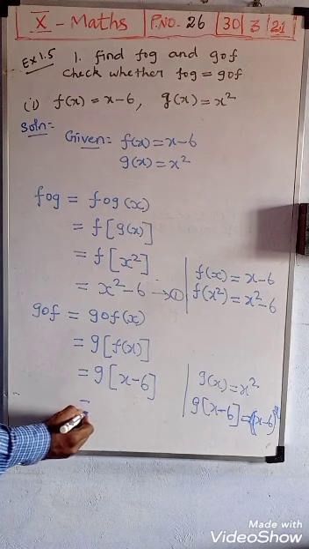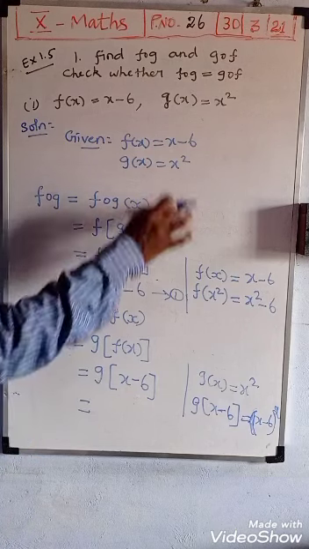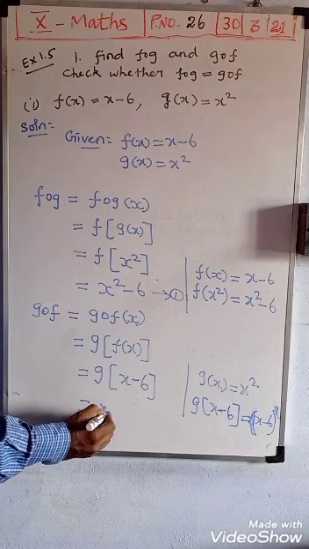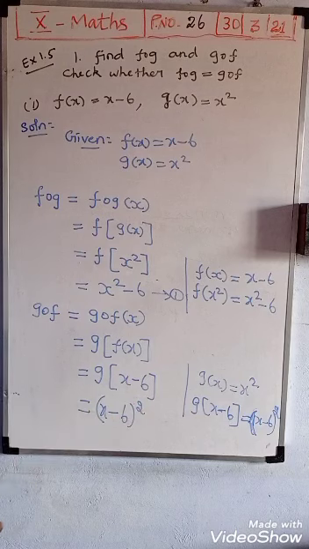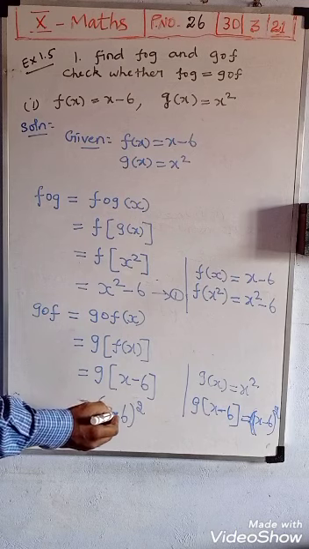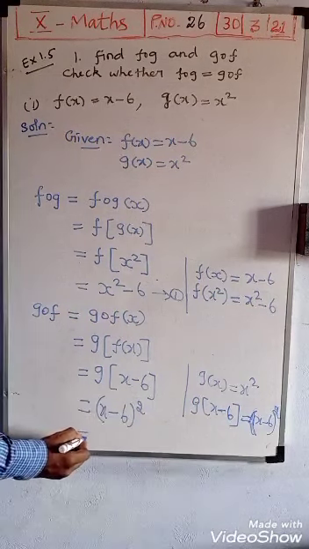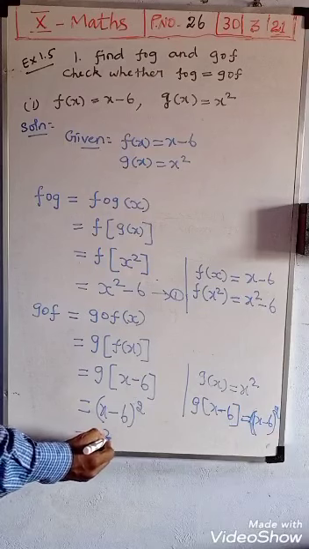So here write what that means. Instead of x you substitute x minus 6, which means (x minus 6) whole squared. We already know this. What is the formula for (a minus b) whole squared?